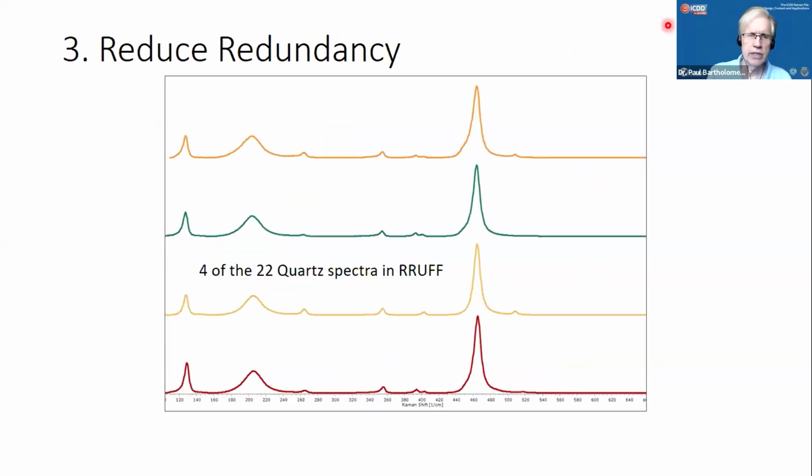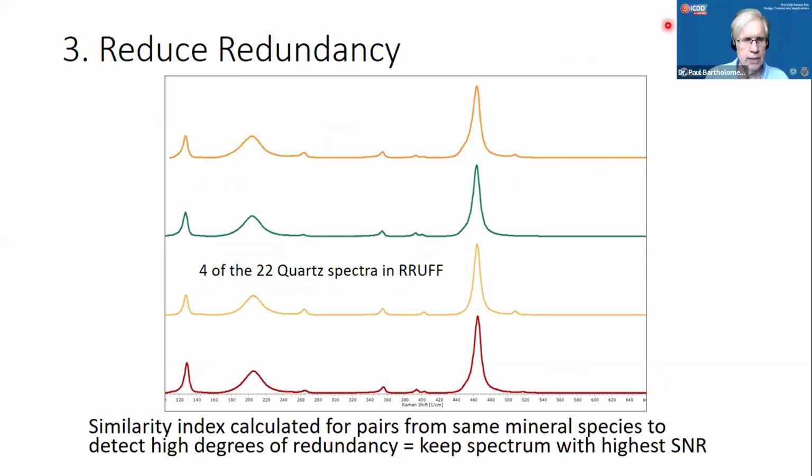Redundancy. Here you see 4 of the 22 quartz spectra in RRUFF. They're spectroscopically identical. We don't need them all. So I ran a similarity index calculation for pairs of spectra from the same mineral species. High similarity meant redundancy. And when I saw that, I discarded the one with the lower signal to noise ratio.